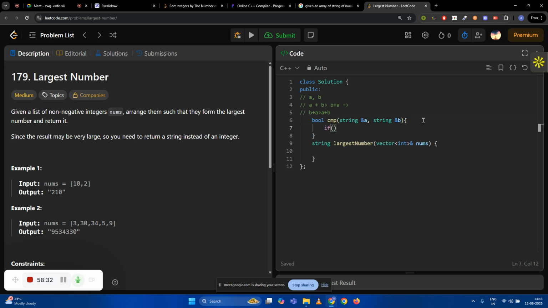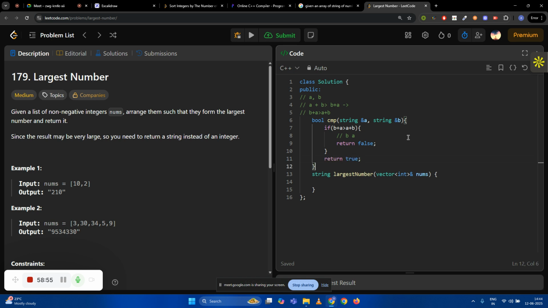So if B plus A is greater than A plus B, it means that if you write B then A and appending this is greater than the previous formation, then you have to swap. Return false. So always think of a case of swapping. In that case, return false, otherwise return true.